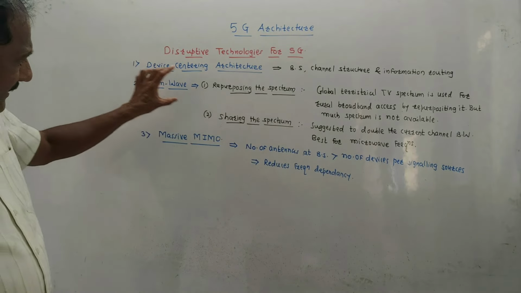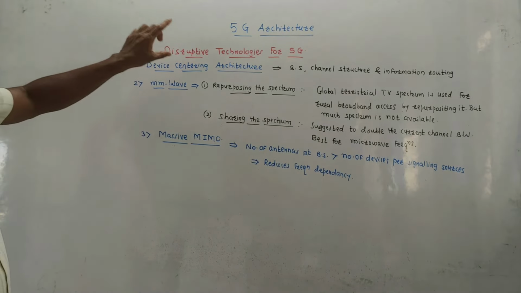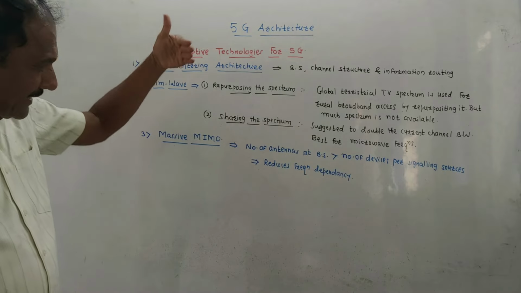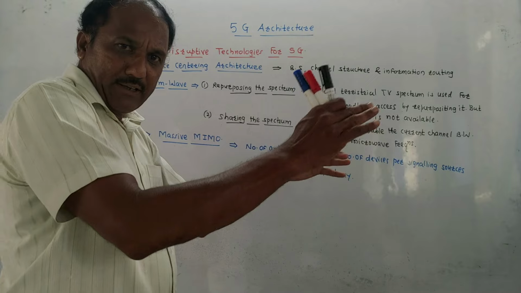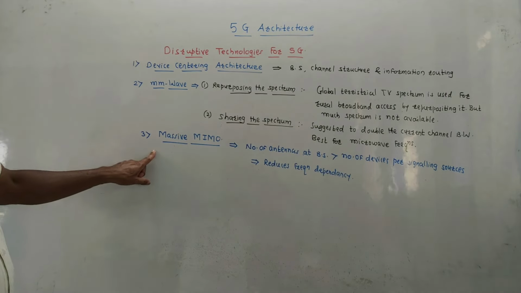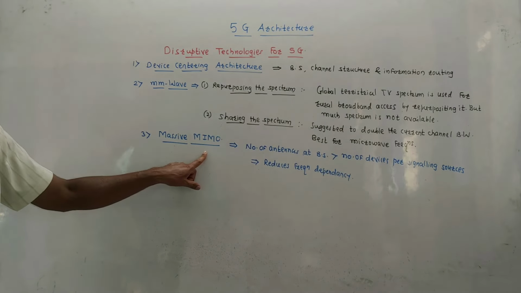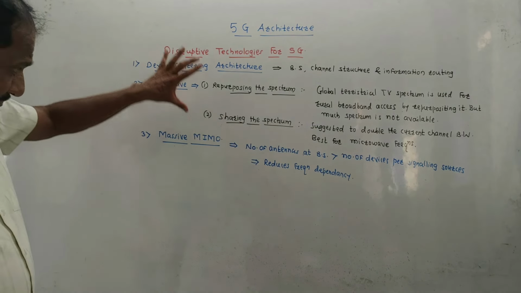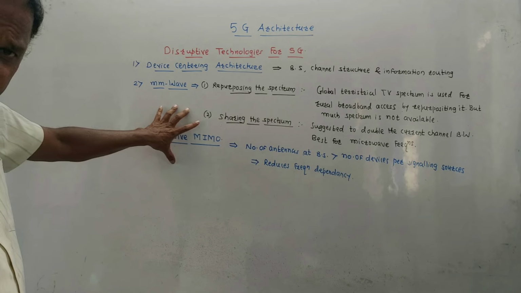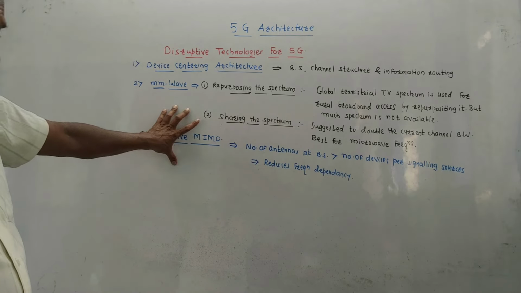So two things are related to this wave spectrum. First is repurposing the spectrum and second is sharing the spectrum. That means sharing the same spectrum for different things. Third point is massive MIMO. MIMO stands for multiple input, multiple output. So this is the major technology which is required for implementation of the 5G.